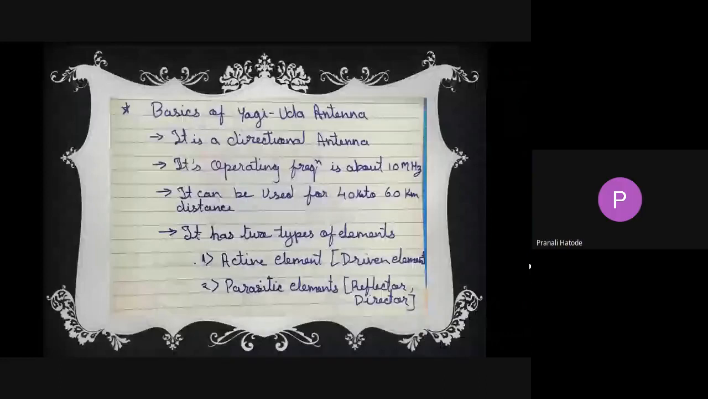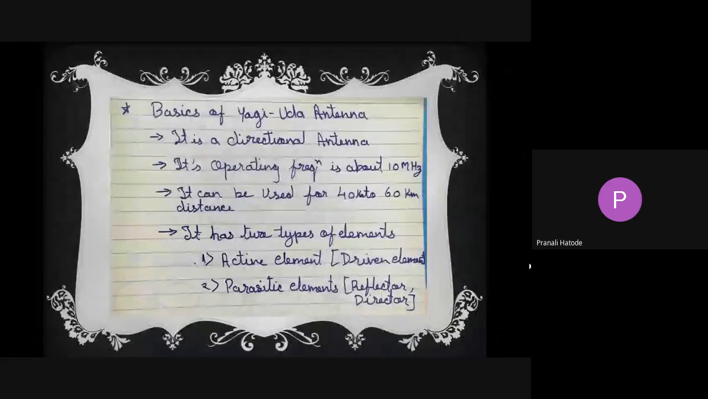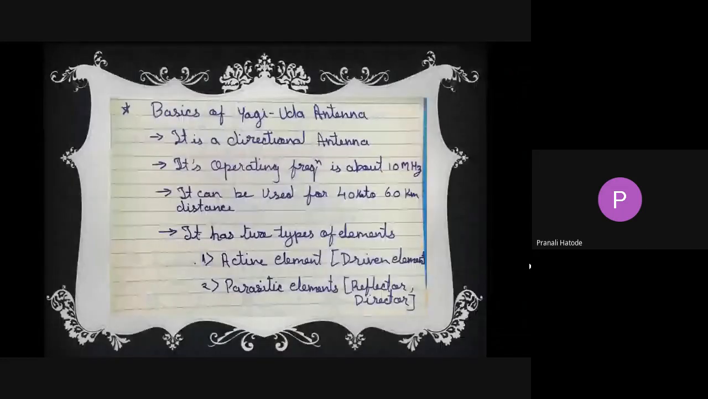Its operating frequency is about 10 megahertz. You can design a Yagi-Uda antenna for below 10 megahertz also, but in that case it will be a very large antenna. Okay, it will be a very large antenna, so it has to be about 10 megahertz.